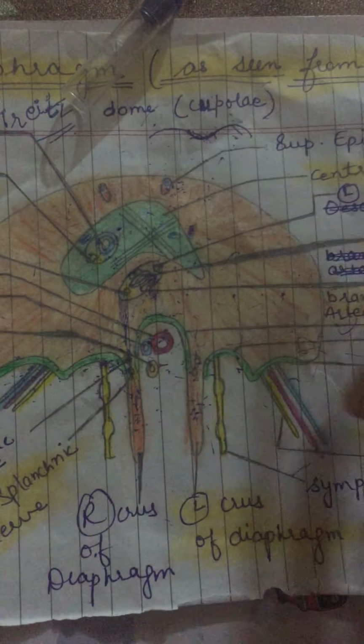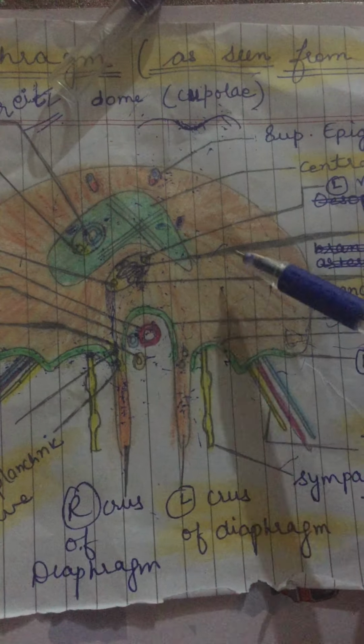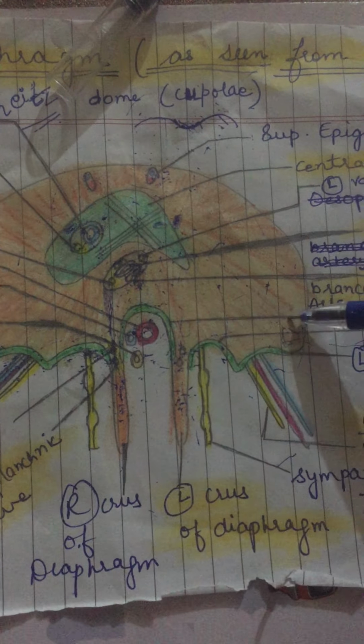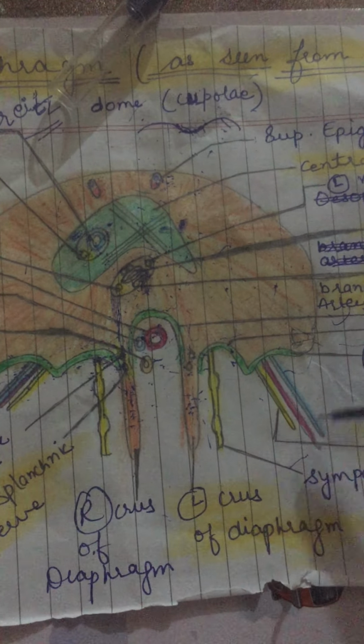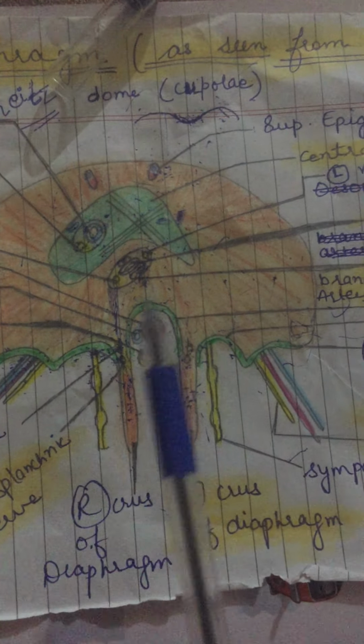And the vertebral region, on either side, arises from three sources. Sternal and costal we finished. Now come to the third origin, which is vertebral. From the vertebral region it has three sources. First is from the crura, right and left crura. Second is from the median arcuate ligament.